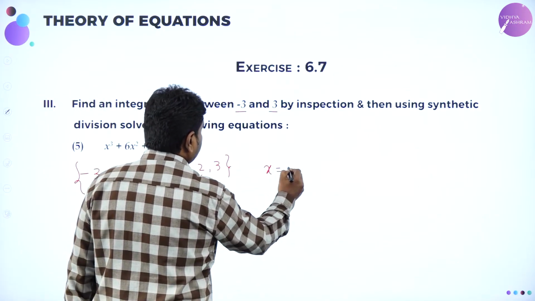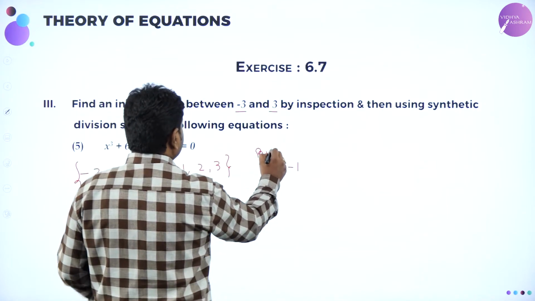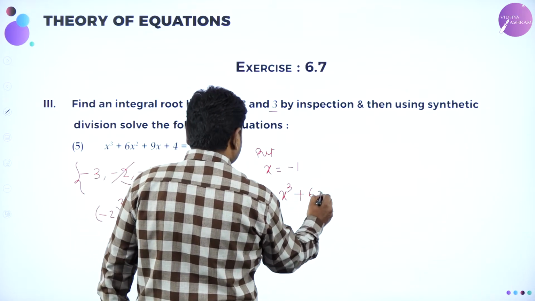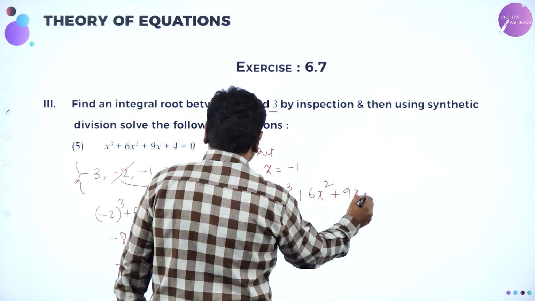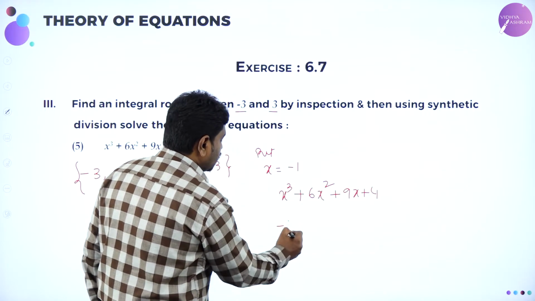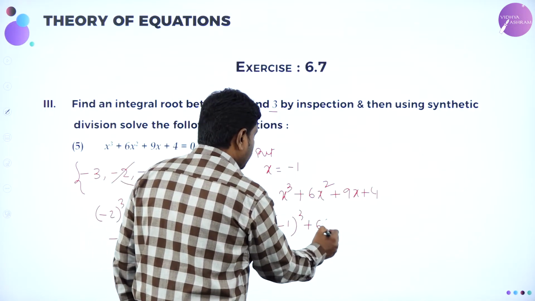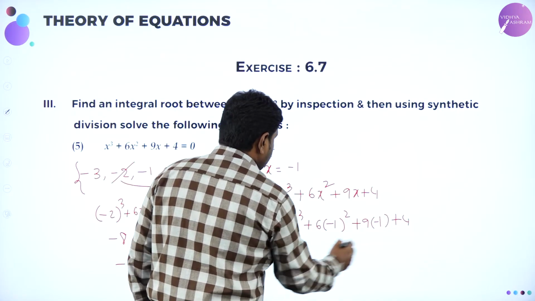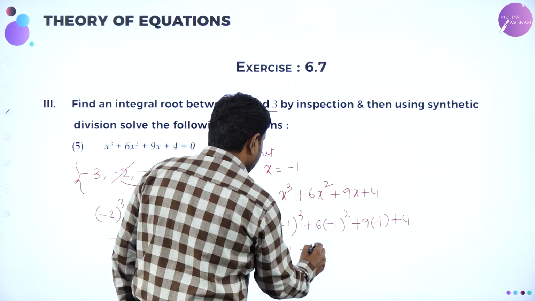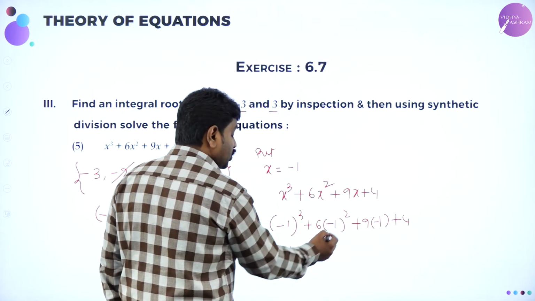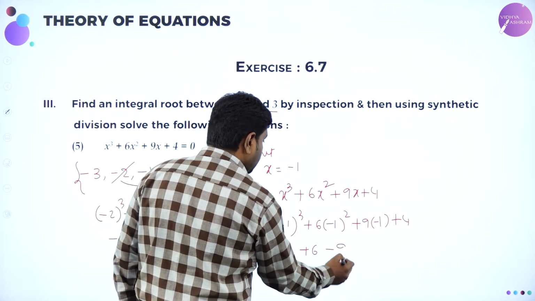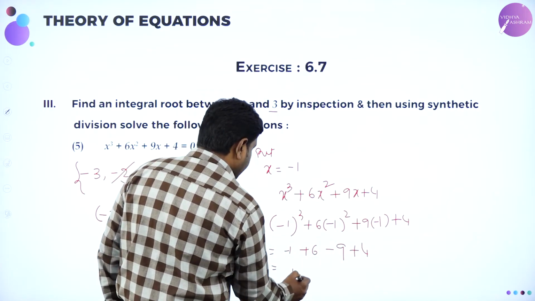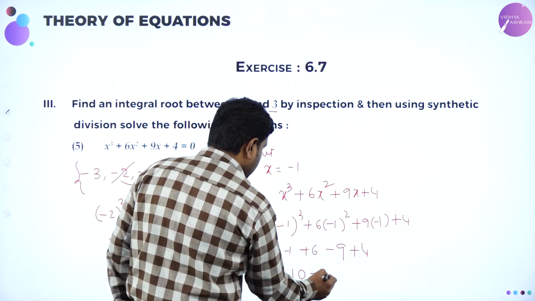I'll try x is equal to -1. Put x is equal to -1 in the LHS of the cubic equation. What is the cubic equation? x cube plus 6x square plus 9x plus 4. Take the LHS and put -1: -1 cube plus 6 into -1 the whole square plus 9 into -1 plus 4. Now simplify. -1 cube is -1, -1 the whole square is +1, so plus 6, and then -9 plus 4. Simplify: 6 plus 4 is 10, and -9 minus 1 is -10, so it is 0.